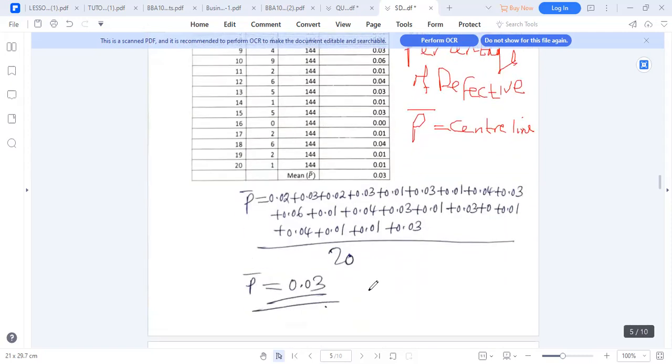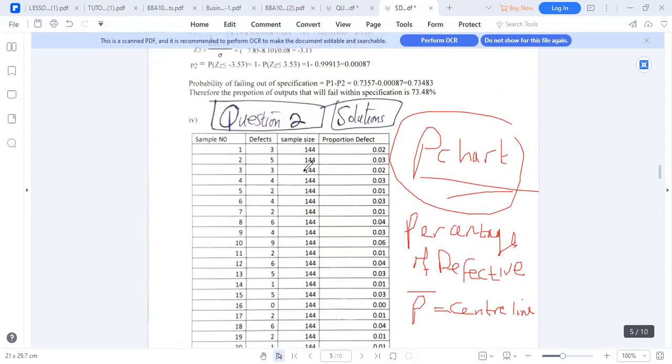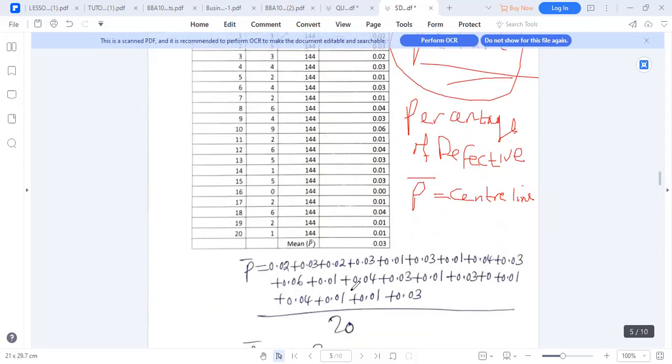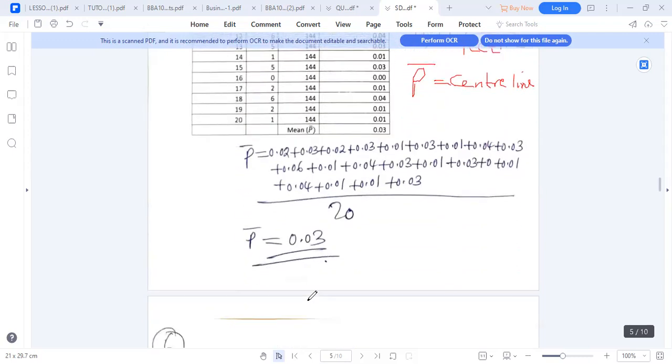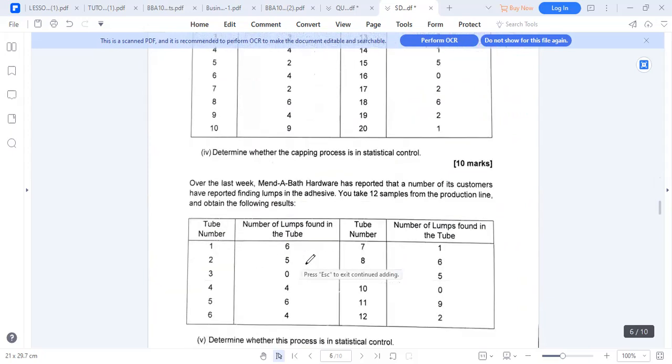Then we find it using the average, meaning the defect was 3 divided by 144, which gives us the amount indicated there. So 3 divided by 144 is 0.03. So this one is divided by that to get there. And then finally, the proportion defective is 0.03.